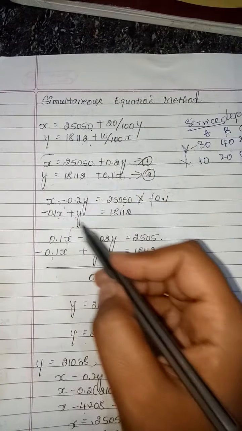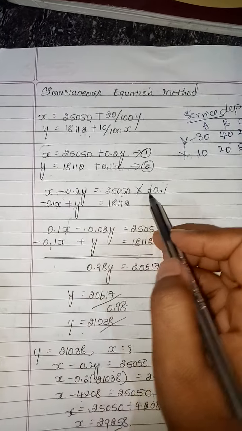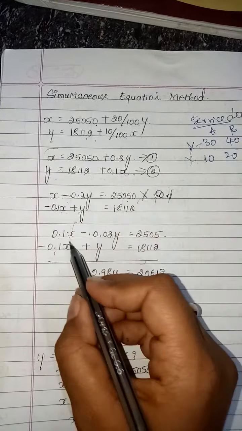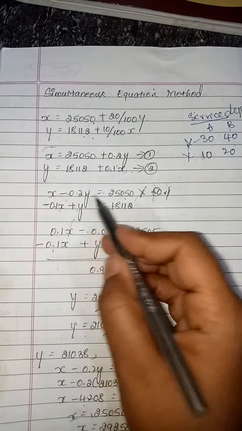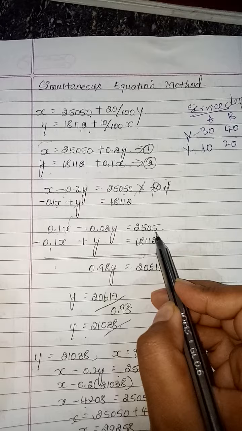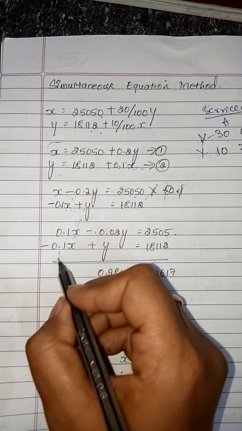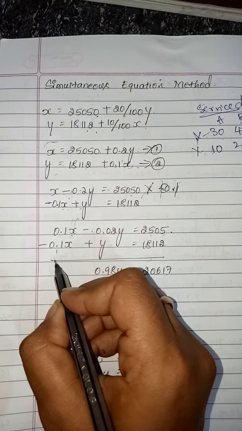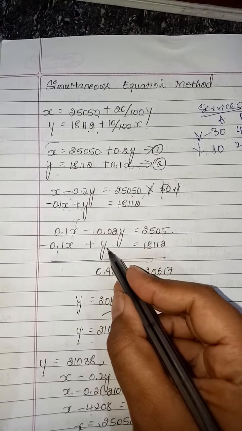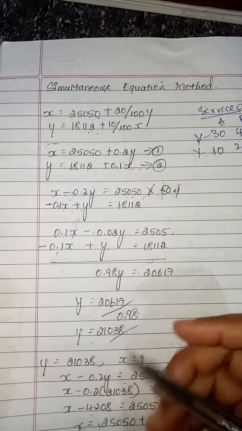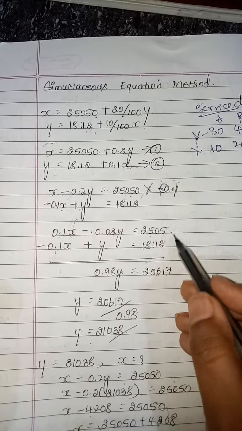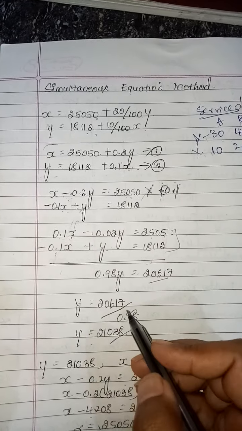Now we need to eliminate any one variable. So now we'll multiply with 0.1. So 0.1 into x will get 0.1x, 0.1 into 0.2y gives 0.02y, 0.1 into 25,050 will get 2,505. So plus 1x and minus 0.1x will be cancelling. We'll get the value like 0.98y. 1y minus 0.02y will get 0.98y, and as these values will be added, you will get 20,617.